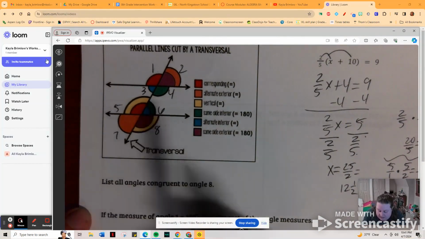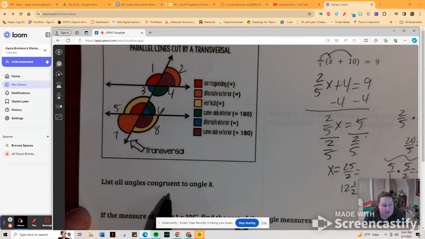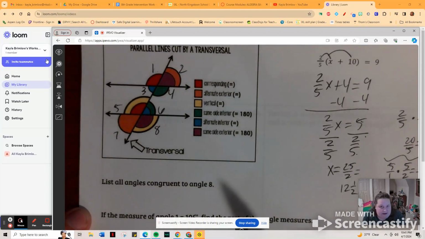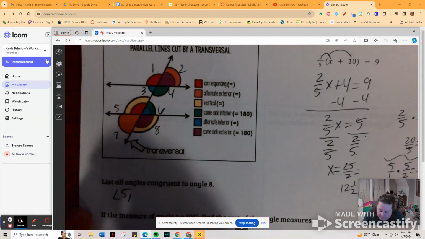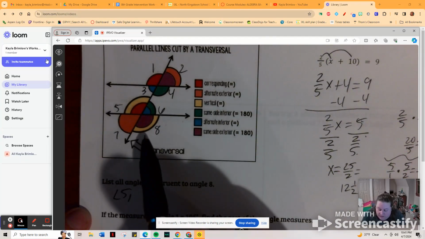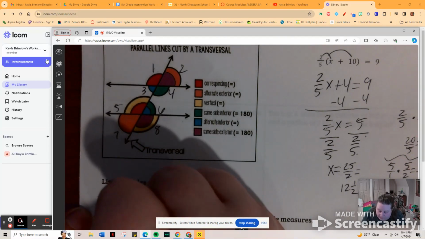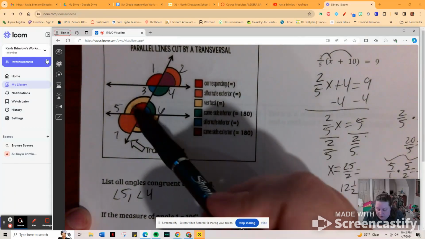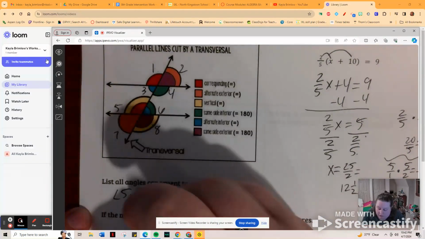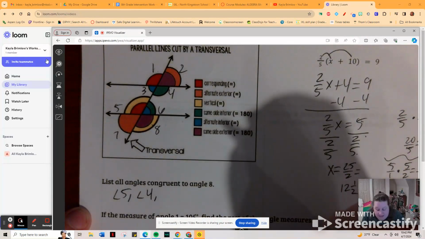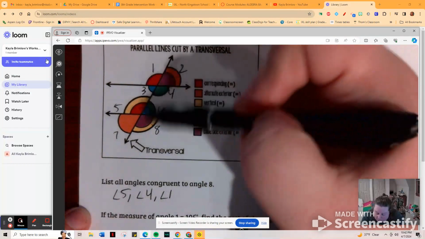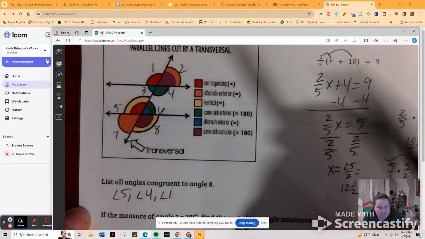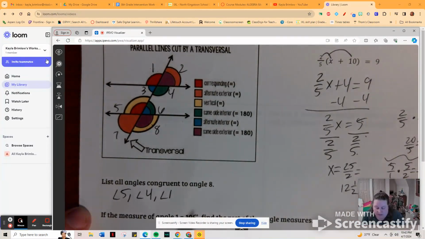So the angle we're looking at is number 8, and we're looking for all the angles that are congruent or equal to this. So one angle that is congruent is number 5, and that is because they are vertical. So angle 5. Another angle that is congruent to 8 is angle 4, and that is because these are corresponding. It's also because these two are alternate interior, and these two we determined were congruent. The final angle that is congruent to angle 8 is angle 1. It is alternate exterior to 8. It is vertical to 4. It corresponds with 5.